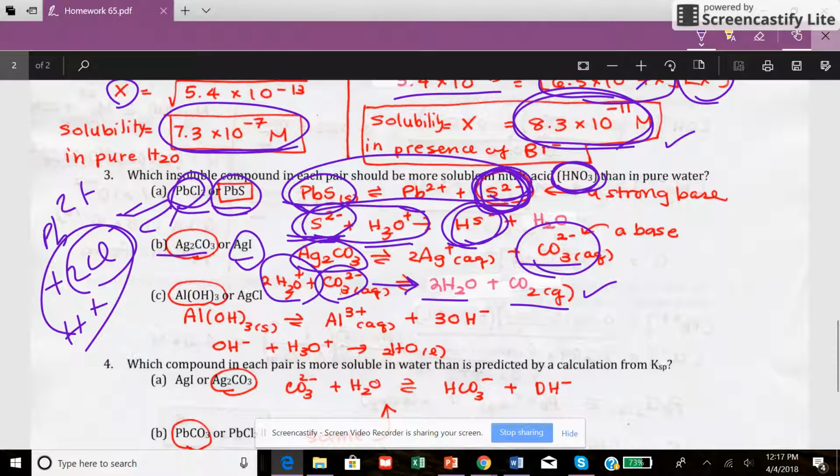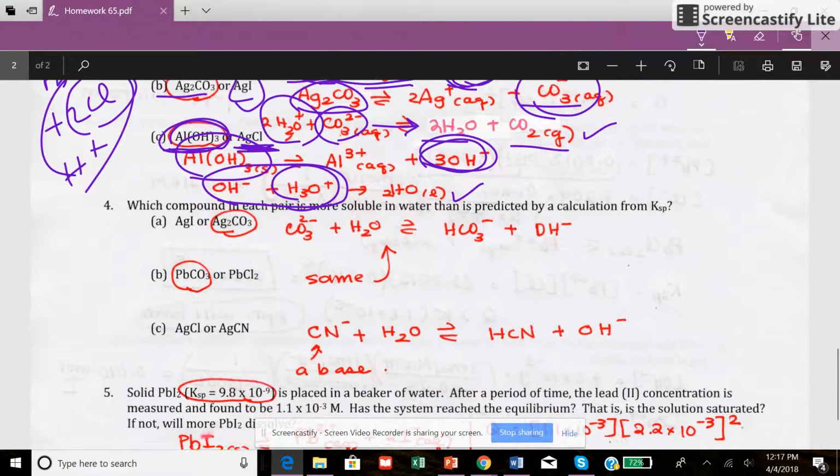And then for this one, you see the hydroxide here? Yes, this hydroxide will react with the H plus from nitric acid. So this keeps on getting consumed, sucked up by this reaction. So therefore, the aluminum hydroxide has to keep on dissolving to make up for the loss of the hydroxide that gets used up by its reaction with the H plus from nitric acid. So the solubility of this is going to be higher than this one.